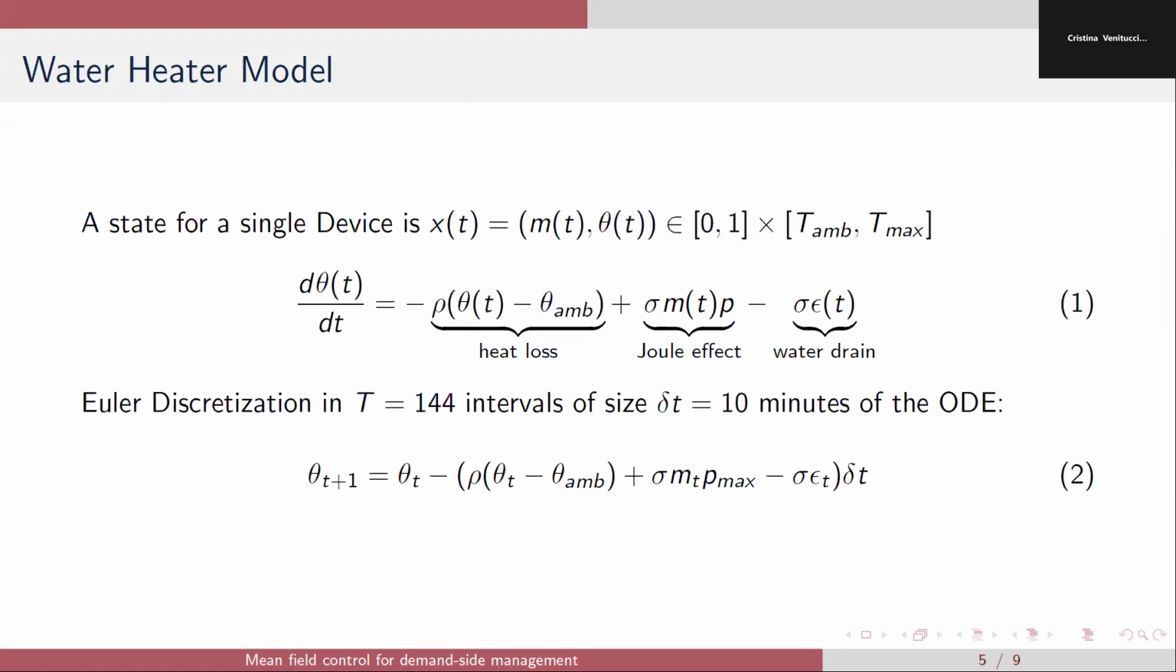For the water heater, we model it with a differential equation that takes into account the heat loss through the insulation of the water heater, the Joule effect when we heat up the water, and the water drain: whenever the user takes some water, we need to replace it with cold water.